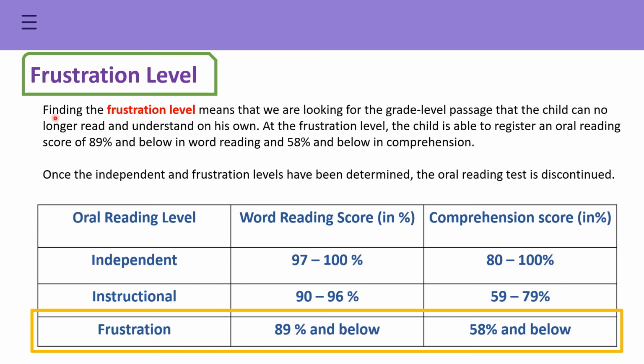Frustration level. Finding the frustration level means that we are looking for the grade level passage that the child can no longer read and understand on his own. At the frustration level, the child is able to register an oral reading score of 89 and below in word reading and 58% and below in comprehension. Once the independent and frustration levels have been determined, the oral reading test is discontinued.